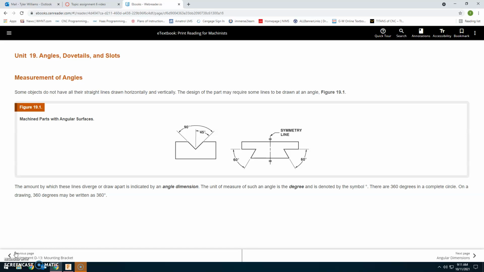The unit of measure for an angle is the degree and is denoted by the degree symbol. There are 360 degrees in a complete circle. On a drawing, 360 degrees may be written as 360 with the degree symbol. So, it shows you some different angular surfaces there.